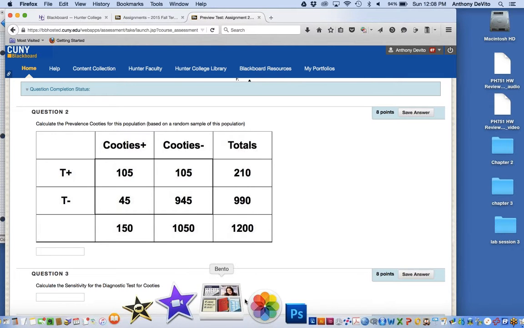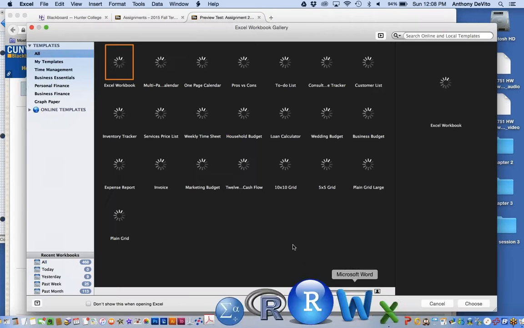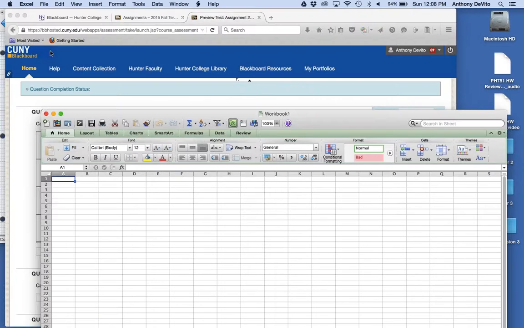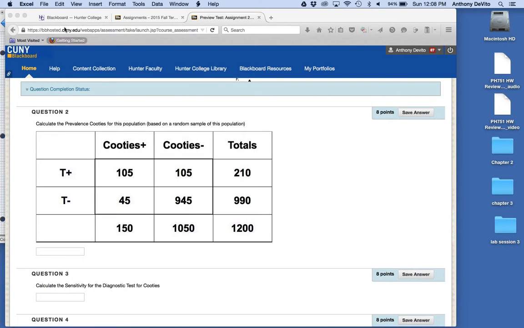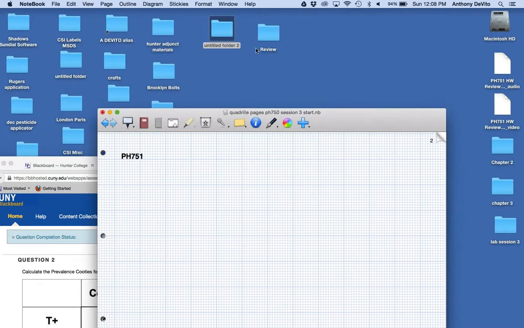So for our prevalence, I'm going to open up Excel because I like using Excel for something like this. In fact, I may have given you guys a template for this. Let me see if I can find it on Blackboard.